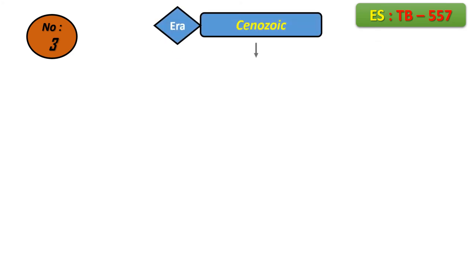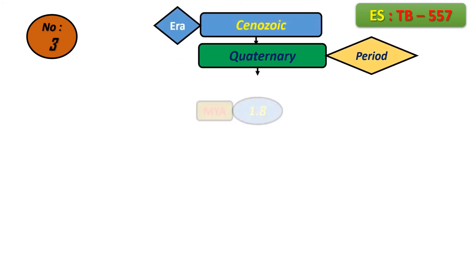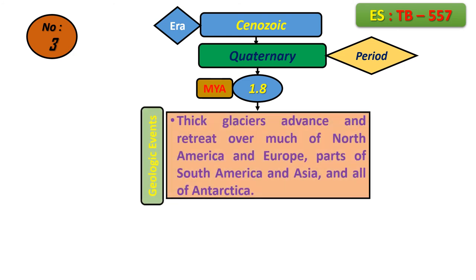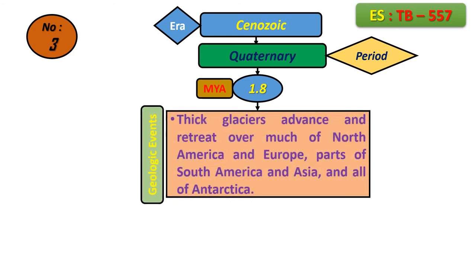Third period in the Cenozoic era is Quaternary period. It's about 1.8 million years ago. Main geologic event in this period is thick glaciers advance and retreat over much of North America and Europe, parts of South America and Asia, and all of Antarctica.